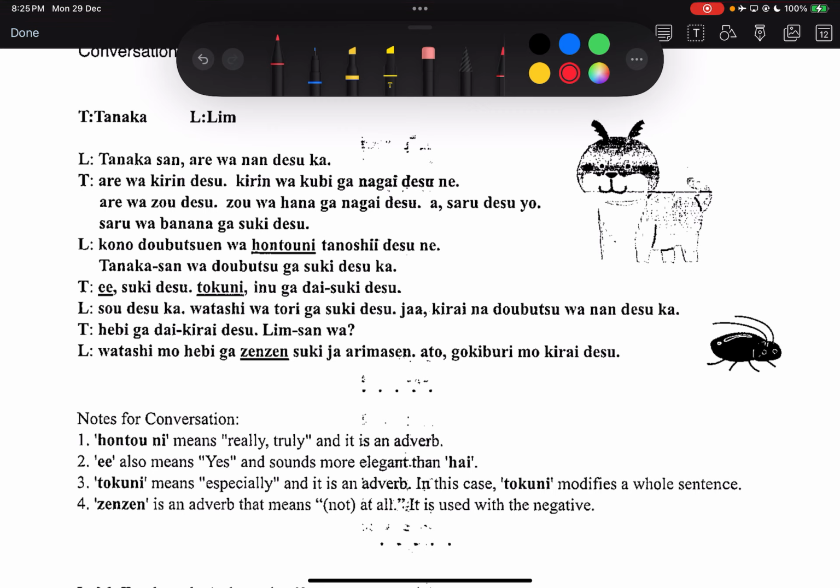Okay. Next line. L says, そうですか. What is そうですか? Remember? Is that right? It's like, is that right? Or, oh, I see. Can also be, oh, I see. So そうですか can be like, oh, I see also. Or is that right?